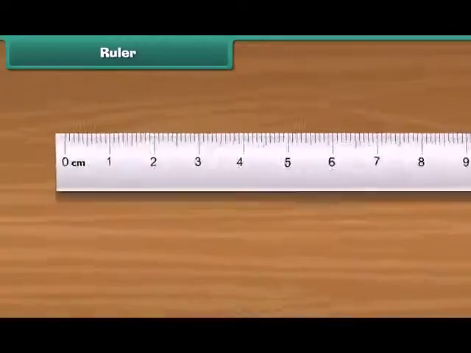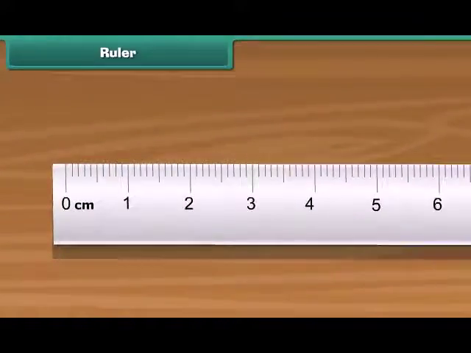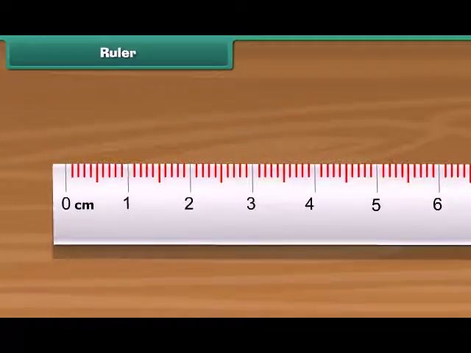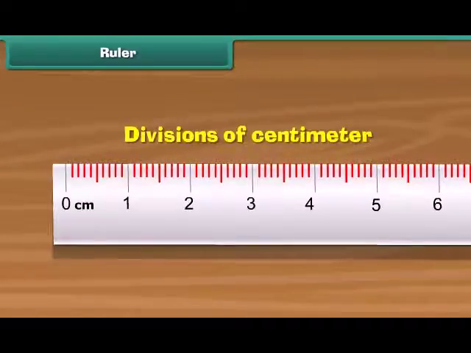You find many divisions on the margin of the ruler. Some lines are longer while others are smaller. The longer lines represent the number in centimeters. The small lines between two long lines represent divisions of a centimeter.